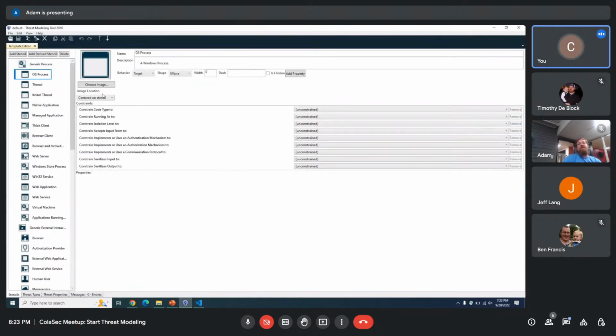So I haven't gotten into the nitty gritty on this. I want to, but this tool actually allows you to define all of the attributes and elements of a system. You can change the icons, you can change the threats associated with it.